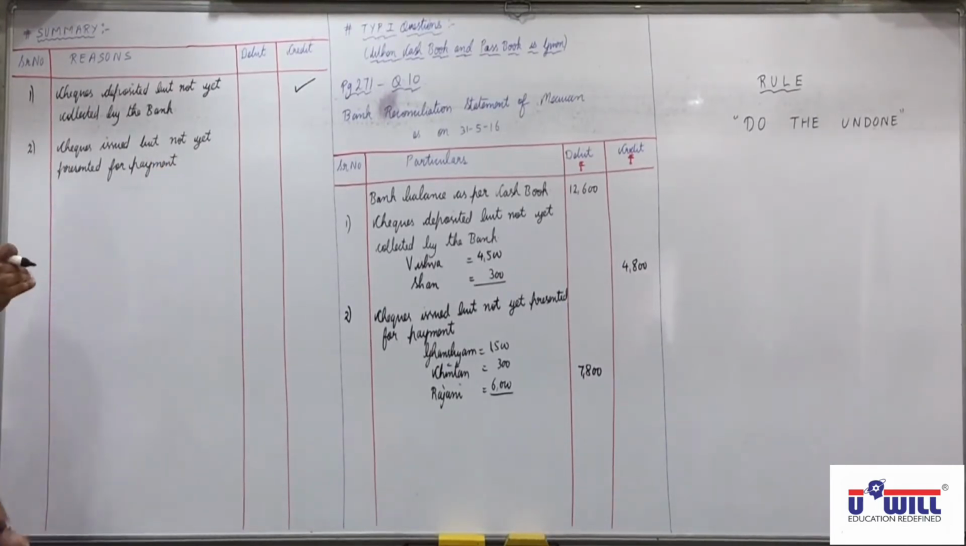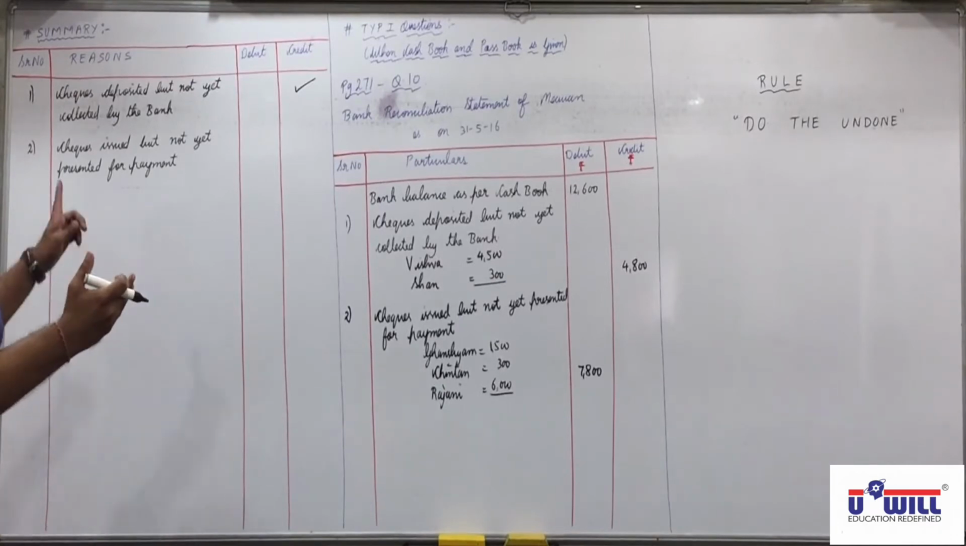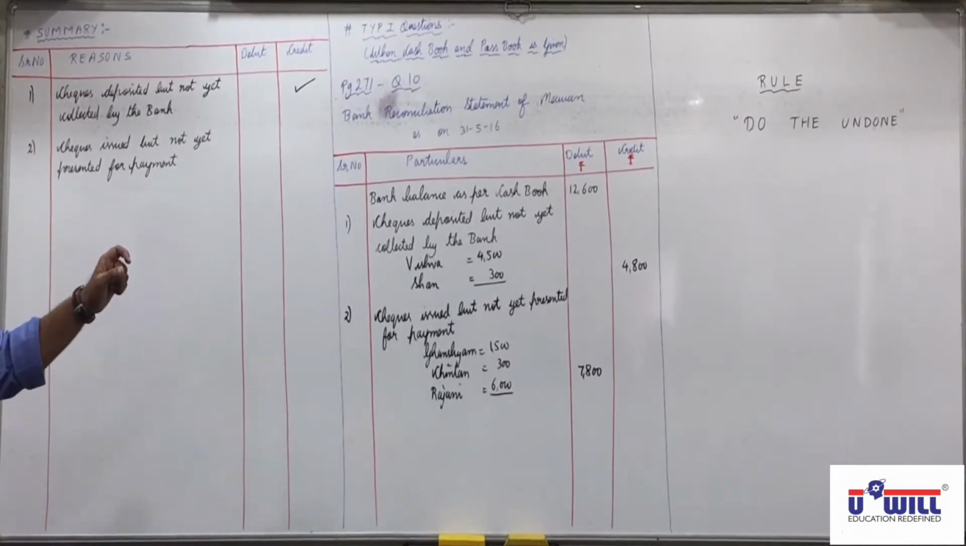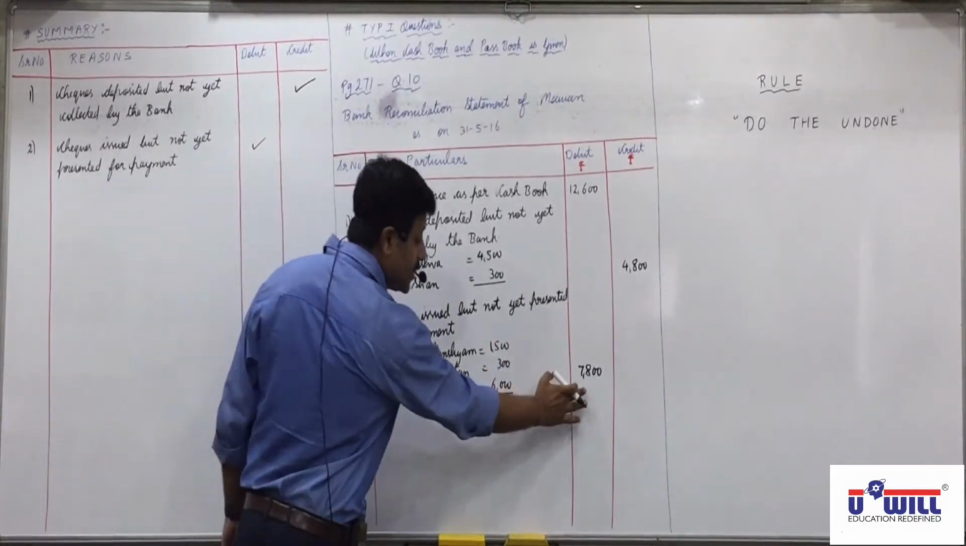Now, checks issued, the second reason, what we have seen in those three processes. Checks issued means given, so they are credited in cash book, and not presented for payment means they are not debited in passbook, so we will debit in BRS.